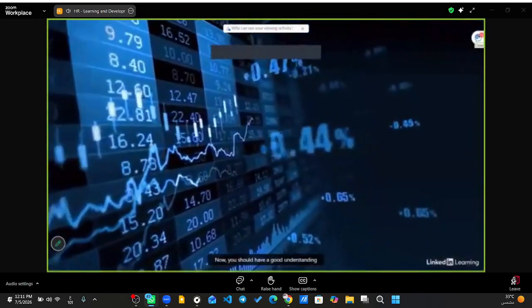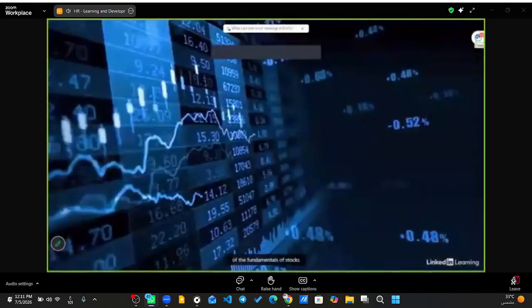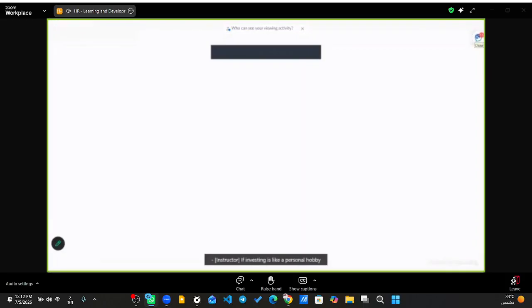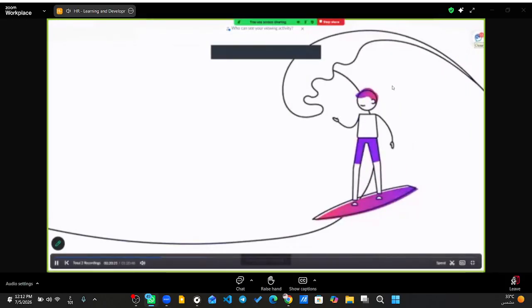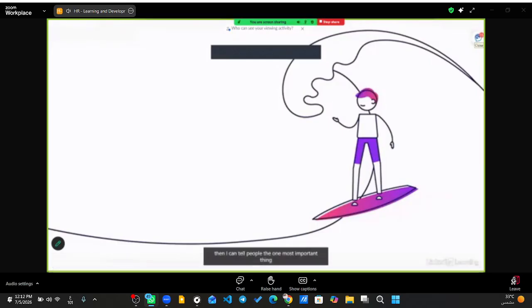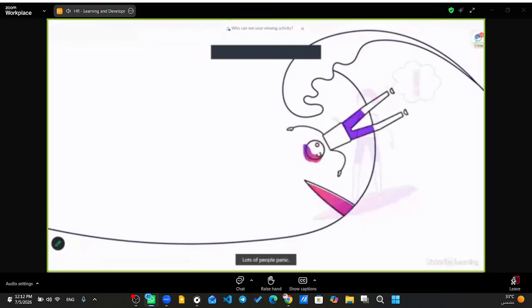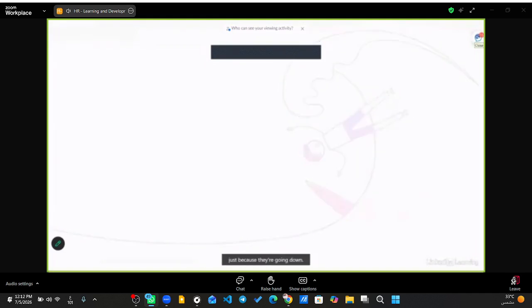Now, you should have a good understanding of the fundamentals of stocks and why you should think about investing in them. If investing is like a personal hobby of mine, surfing, then I can tell people the one most important thing about managing stocks is to stay on your board. Don't buy or sell based on your emotions. Lots of people panic. Ride out the waves. Do not panic or change your investment in stocks just because they are going down.